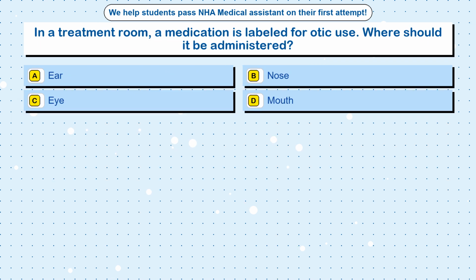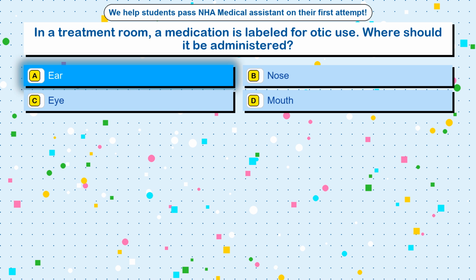Question 76. In a treatment room, a medication is labeled for otic use. Where should it be administered? Option A, ear. Option B, nose. Option C, eye. Option D, mouth. The correct answer is option A, ear.